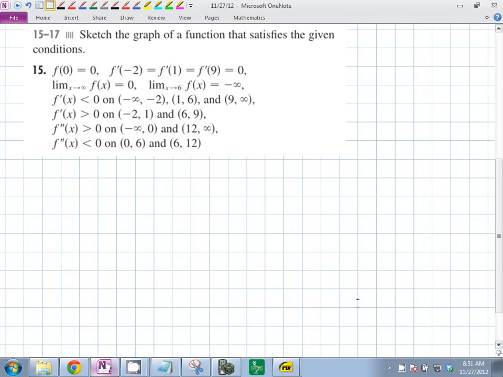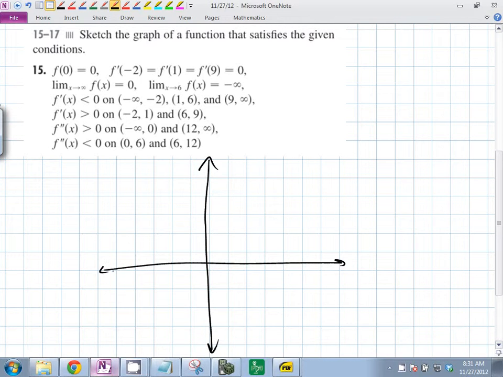Okay, so the way you go about doing something like this is you draw each piece of information one at a time. One at a time. So first of all, let's draw a set of axes and go from there. Kids, hi. So what's the first thing it says? It says f of 0 is 0.